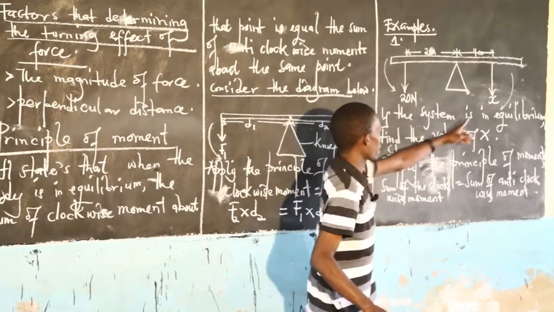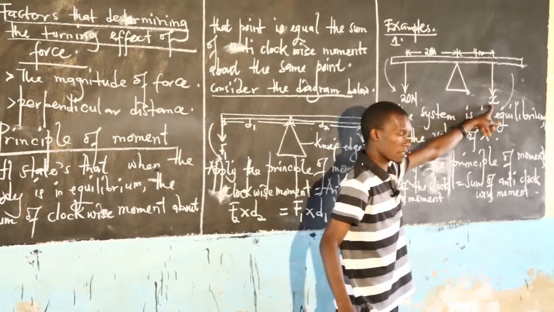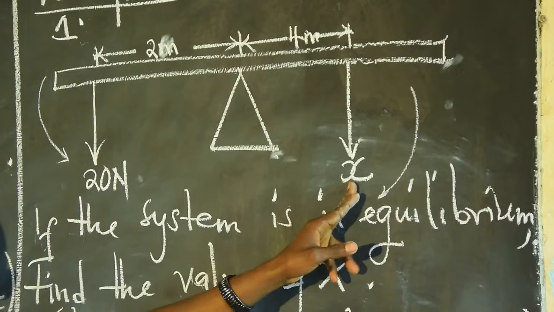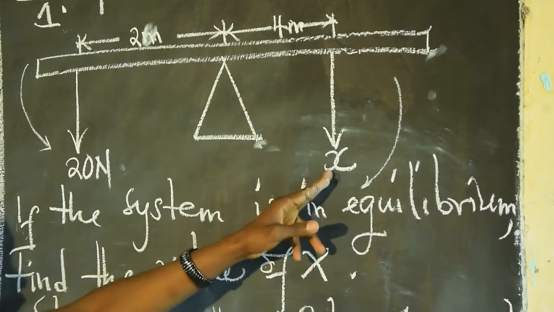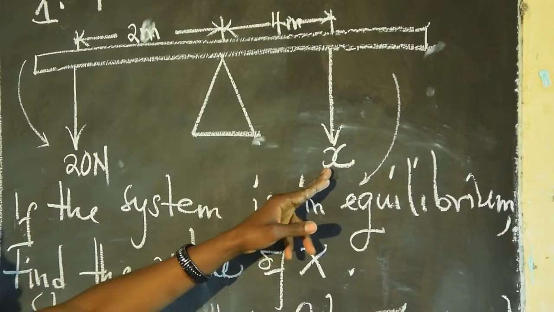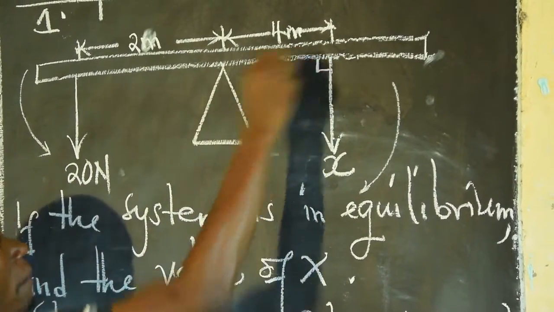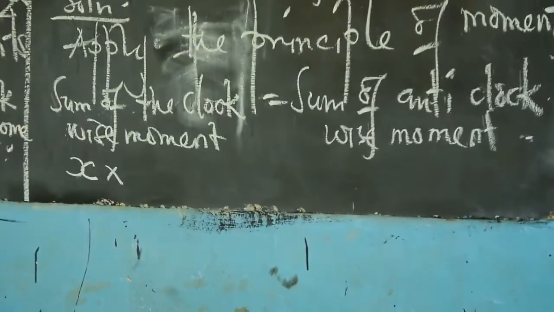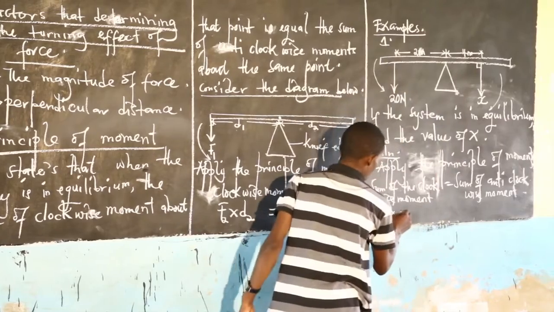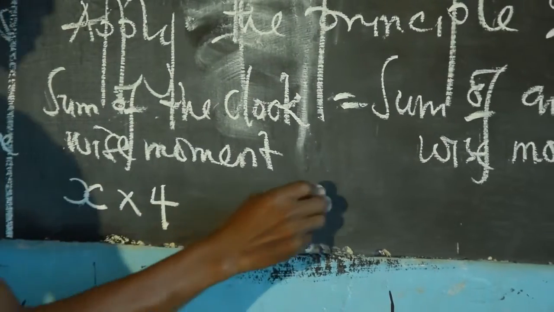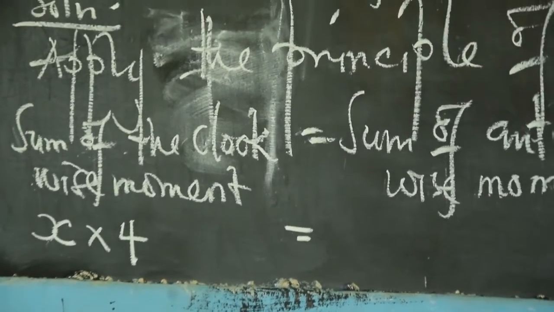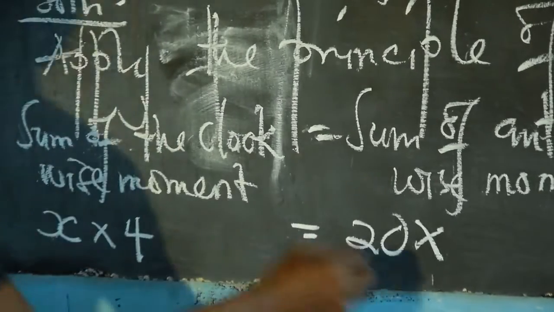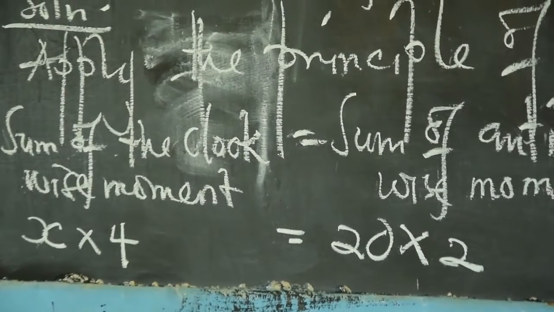So, look where there is a side of clockwise moment. We have X. The distance we have 4. But our x here is the force acting perpendicular. That's why it is acting here perpendicular. So we say force, which is x, times the distance 4, is equal to another force here which is 20 times the distance, which is 2. So that is small mathematics.